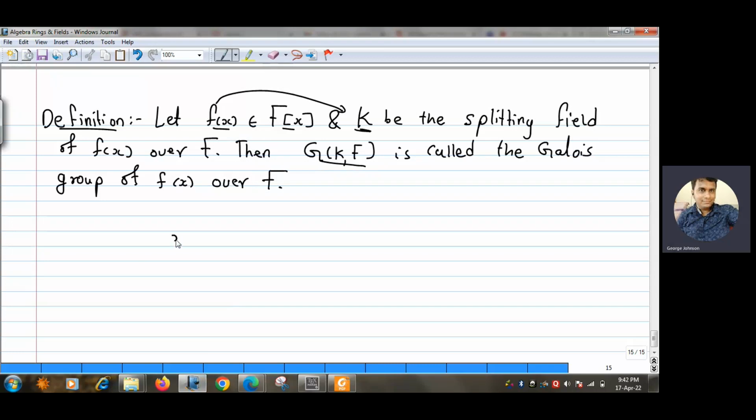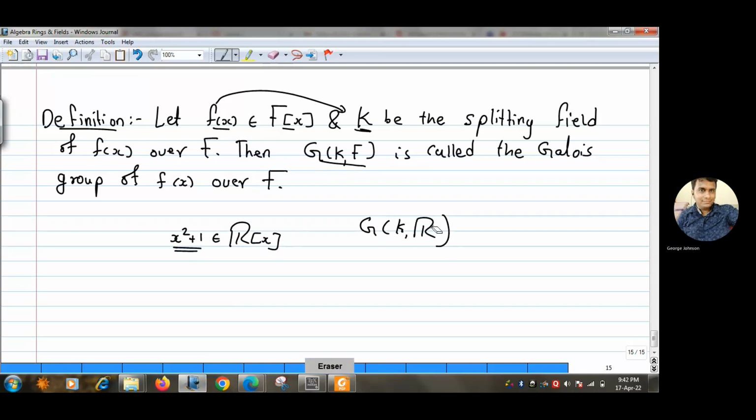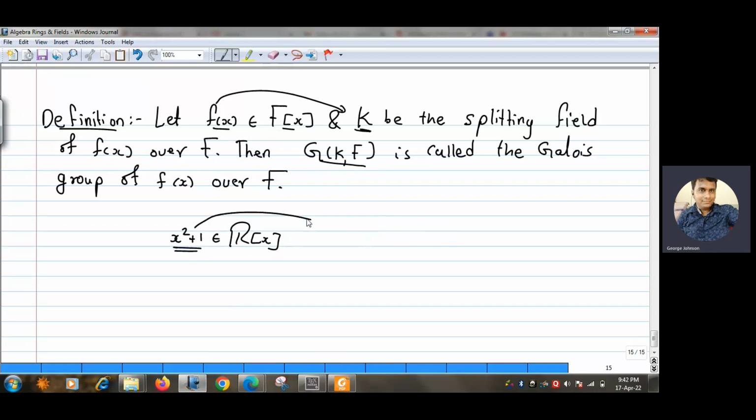For example, consider the polynomial x^2 + 1 in R[x], and you are asked to find the Galois group of this polynomial, G(K/F), or G(K/R) in fact. That means you have to find the splitting field of this polynomial, which you know is nothing but C. Now you have to find the Galois group, that means you have to find G(C/R), and you have already found it.